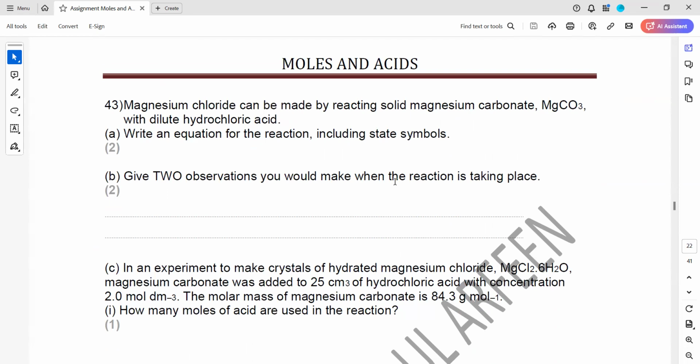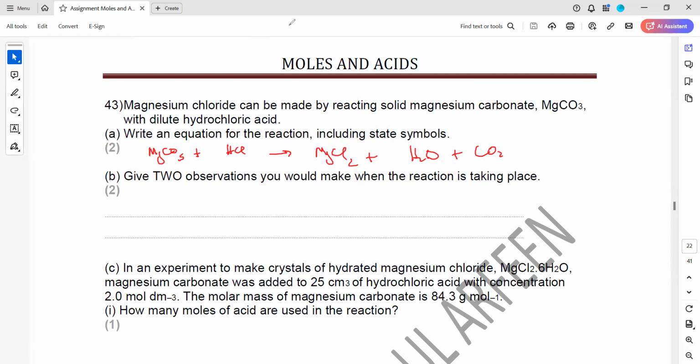Magnesium chloride can be made by reacting solid magnesium carbonate with hydrochloric acid. Write the equation, include the state symbols. So magnesium carbonate, MgCO3, reacted with hydrochloric acid, forms magnesium chloride plus water plus carbon dioxide.